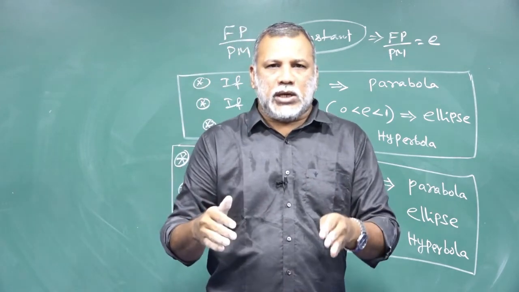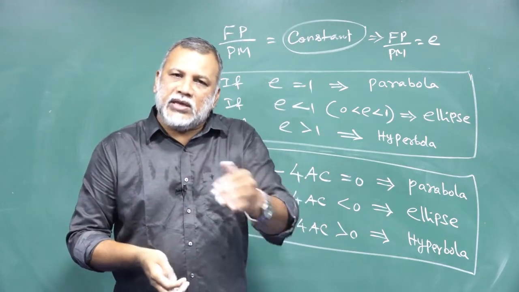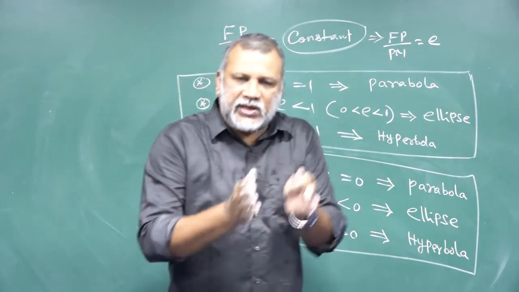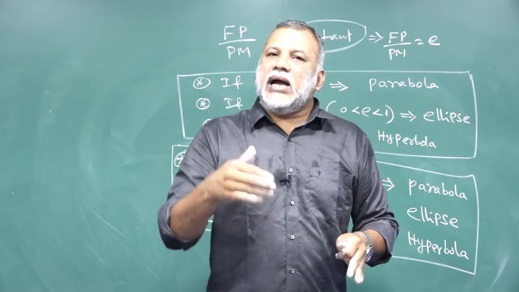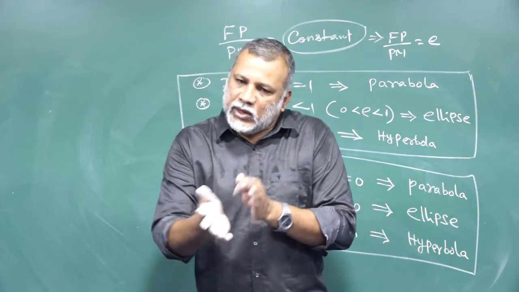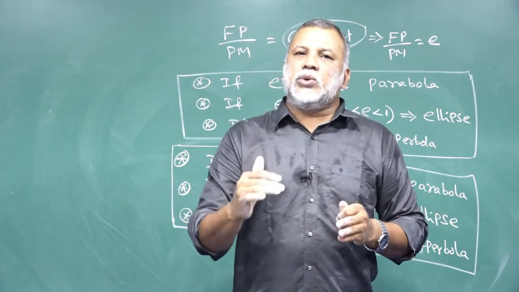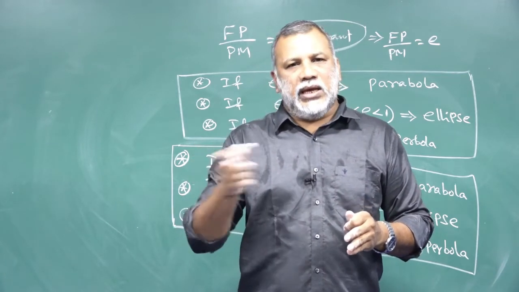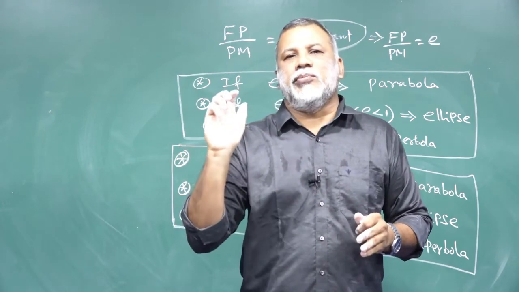Then we are able to work out the equation of a conic. What is the meaning of the equation of a conic? Let F(x1, y1) be the focus and L the directrix, whose equation is Ax + By + C = 0. E is the eccentricity. Then FP/PM = E. Cross multiplying, we get FP = E times PM.